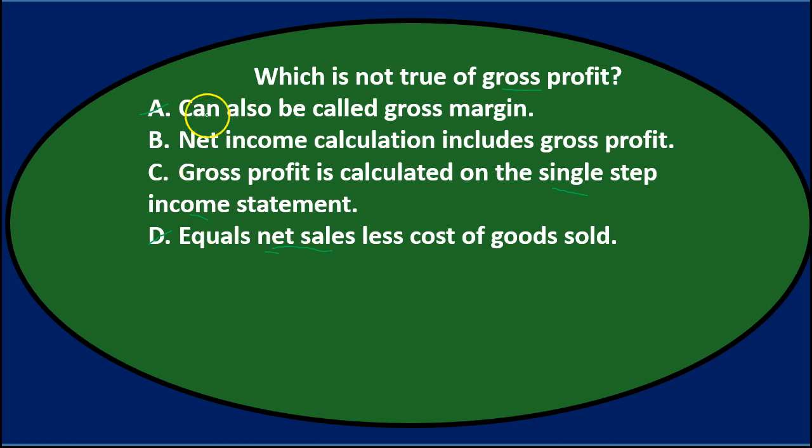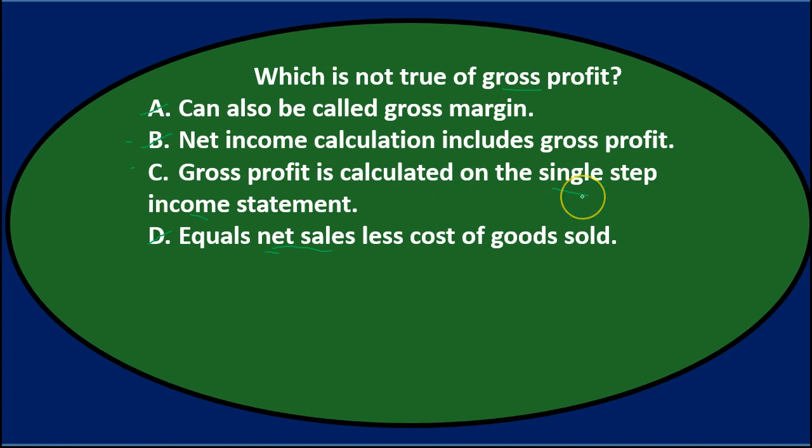And so if we read through this again, which is not true of gross profit, we're left with B and C, B being net income calculation includes gross profit. Now, if we're on a multi-step income statement, that's true. It's one of the components on the way to net income. We have the gross profit calculation, and then gross profit minus everything else gives us net income. So I'm going to say that's not it. It's got to be C here, which says gross profit is calculated on a single-step income statement.